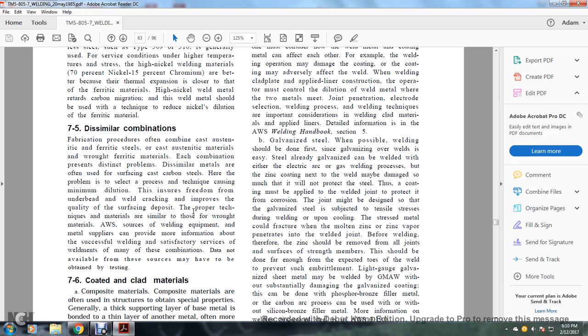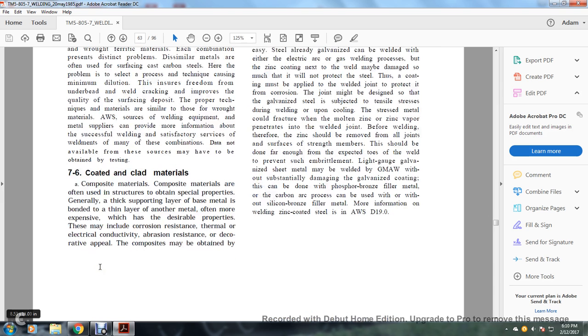The American Welding Society is a source for welding equipment. Metal suppliers can provide more information for successful welding and satisfactory service of the weldments of many of these combinations. Data not available from these resources may have to be obtained by testing.